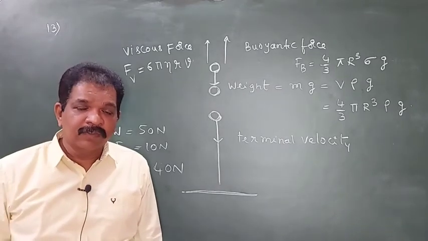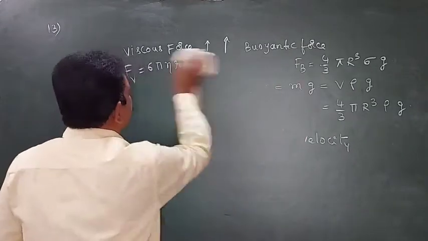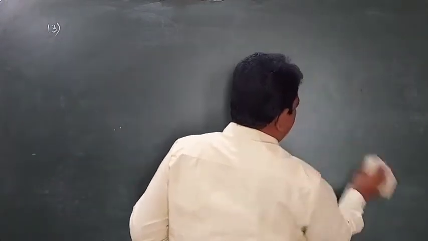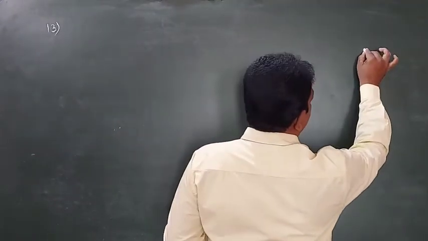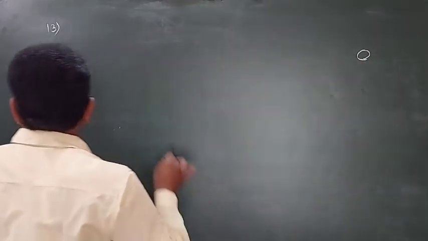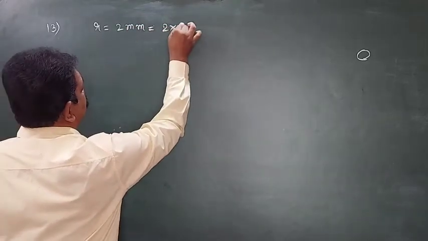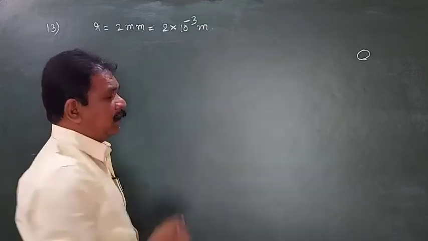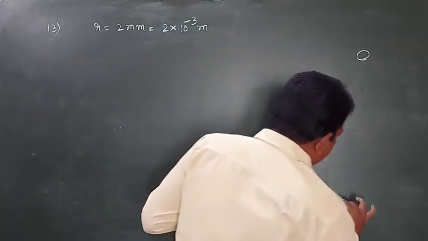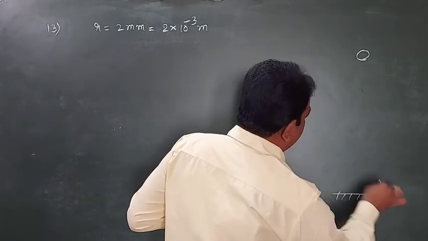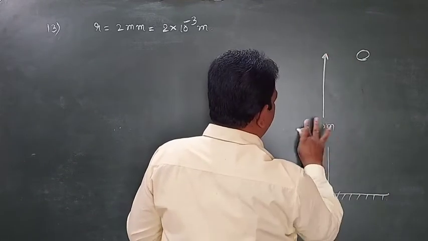Point is understood? So here, what they are asking: a raindrop is there. Its radius, they gave it as 2 millimeter, 2 into 10 power minus 3 meter. That is its radius. Okay. It is at a height of 500 meter from the ground.